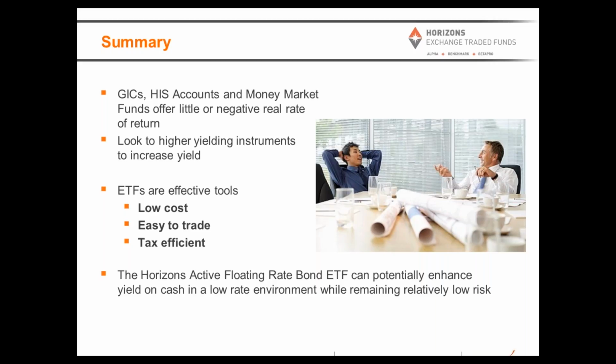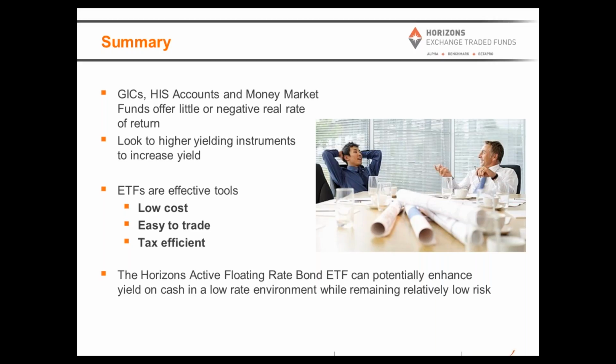So at the end of the day, the idea is that in cash, there aren't a lot of great vehicles for you right now that are providing yield above inflation, but active floating rate bond ETFs can potentially enhance the yield on cash in a low rate environment while remaining relatively low risk. It's not that they don't have any risk, which is what we look at for money markets, GICs, and high interest savings. It's just that they have a relatively low risk, and they have significant advantages in terms of the yield and the duration that they offer versus regular fixed income.